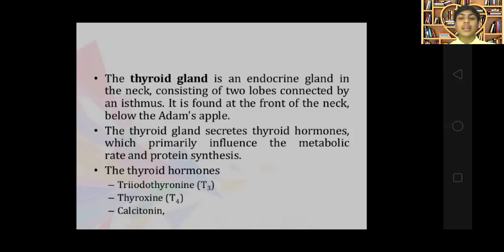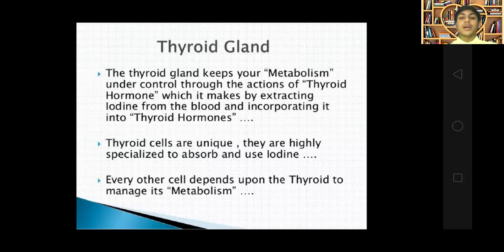The thyroid gland secretes thyroid hormone, which primarily influences the metabolic rate and protein synthesis. I'm repeating, protein synthesis. The thyroid hormones are T3, T4 and calcitonin. I repeat, T3, T4 and calcitonin. Now we are saying thyroid gland.